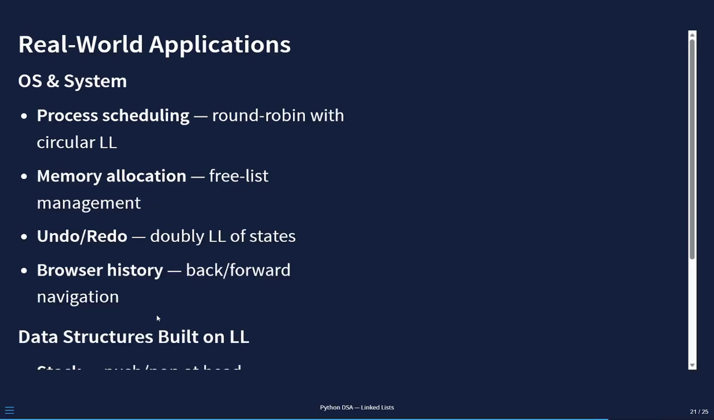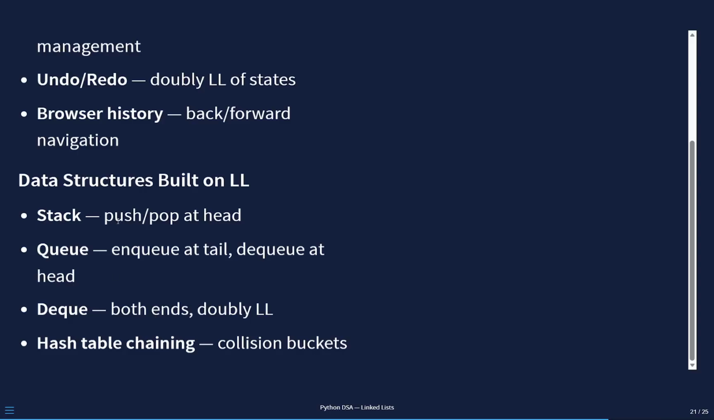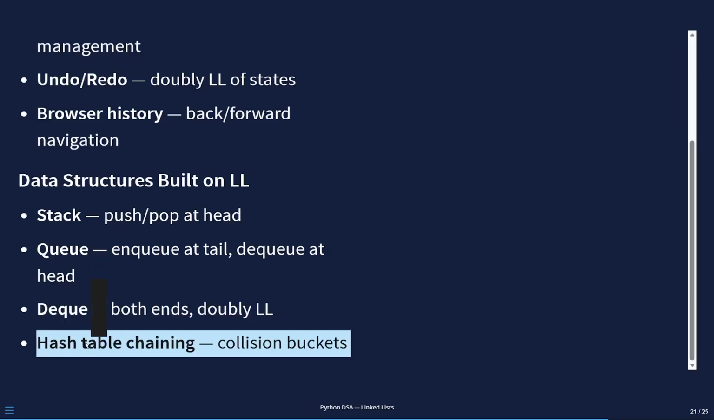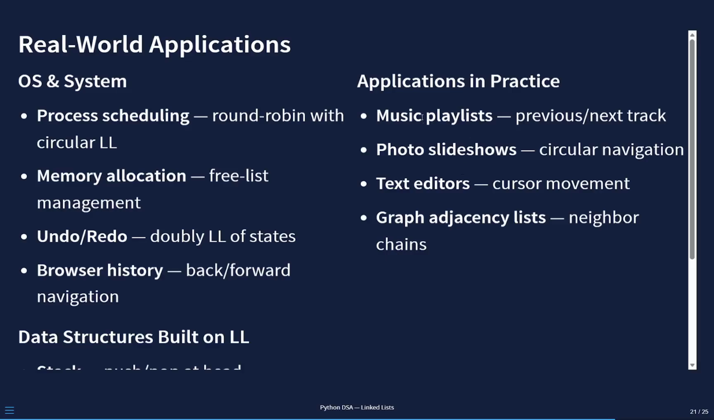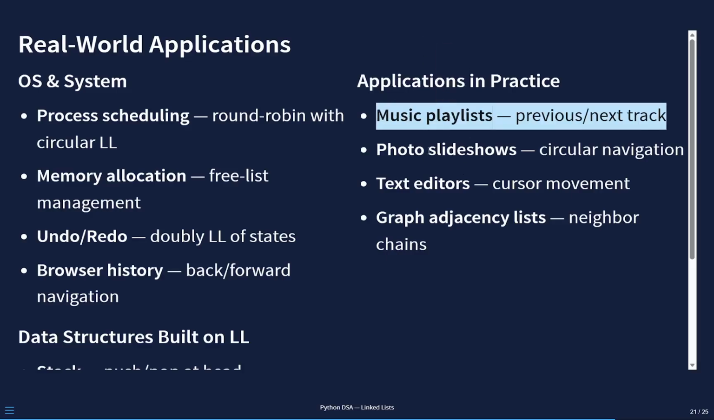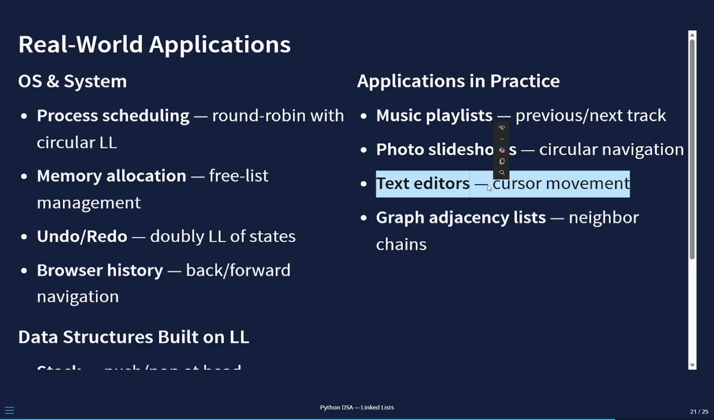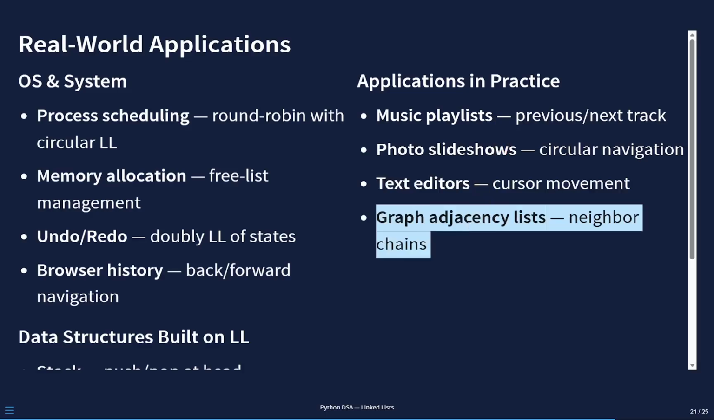Click. Higher-level data structures are built on linked lists. Stacks, queues, deques, and hash table collision chains all use them under the hood. Click. In everyday applications, music players use doubly linked lists for previous/next track. Photo viewers use circular lists for looping slideshows. Text editors, especially those with gap buffers, use linked structures for cursor movement. Graph adjacency lists chain together neighbor nodes using linked lists.